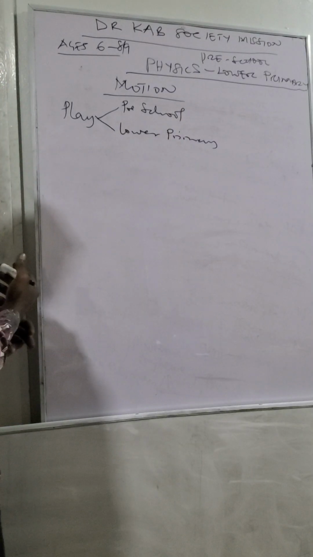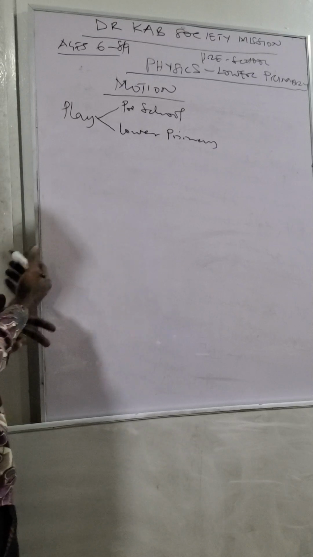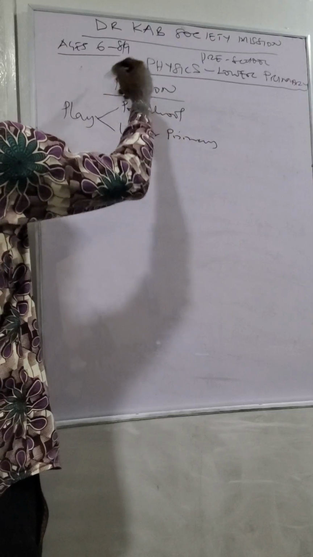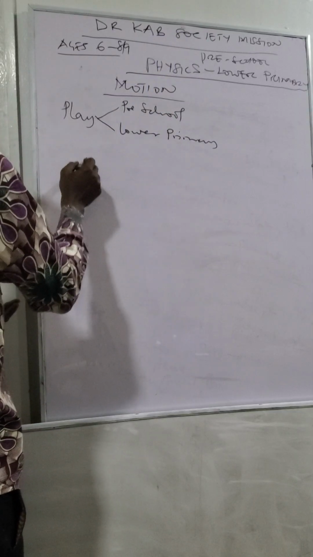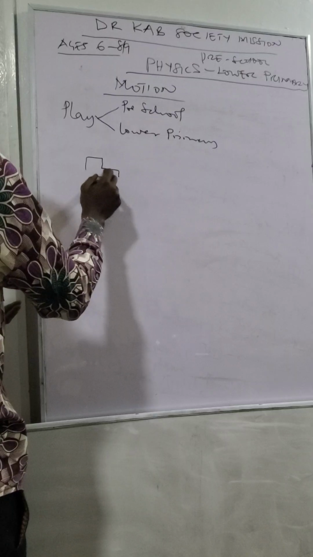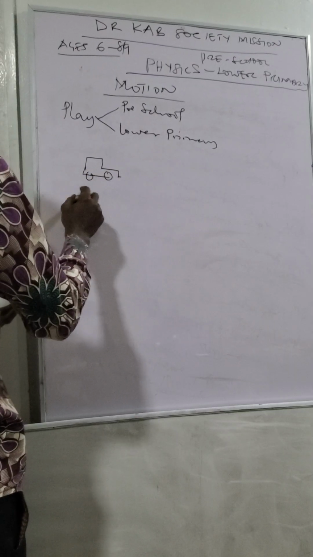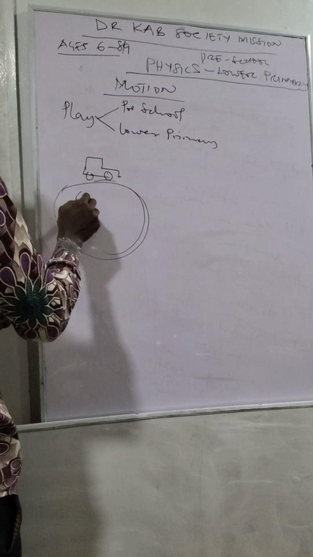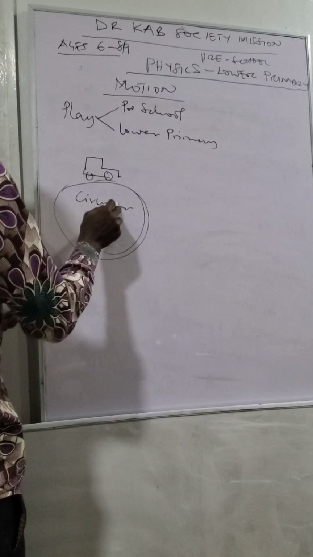Under motion, when it comes to our play, you should get our toys, or if you have the toys available, you can request for it, and it can be sent to you. So we have play toys for motion, which we describe. Maybe we have a vehicle like this. Then we have a circular path that it goes through, and we say it is circular motion.